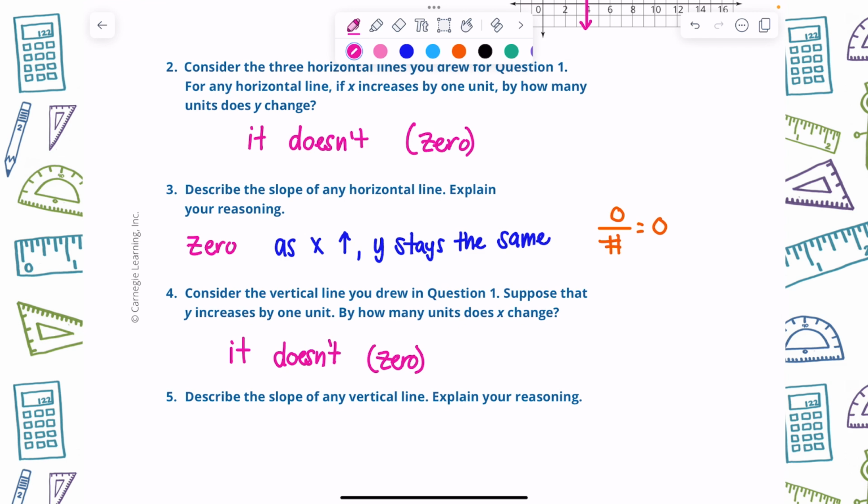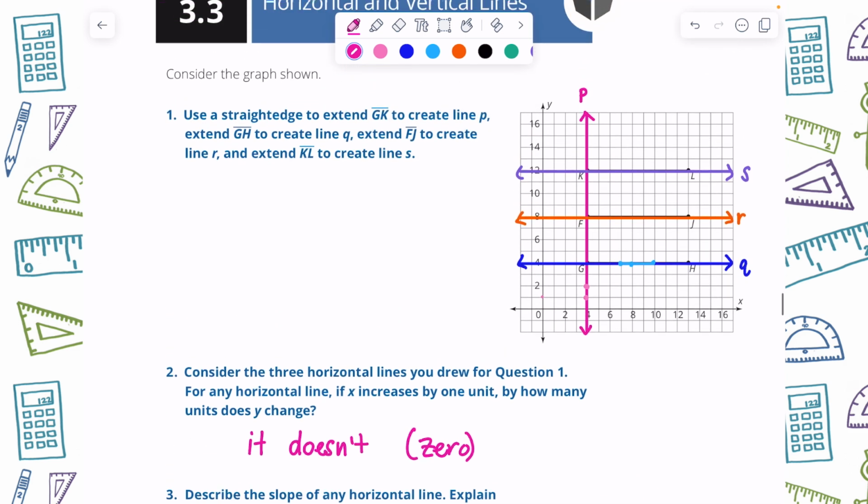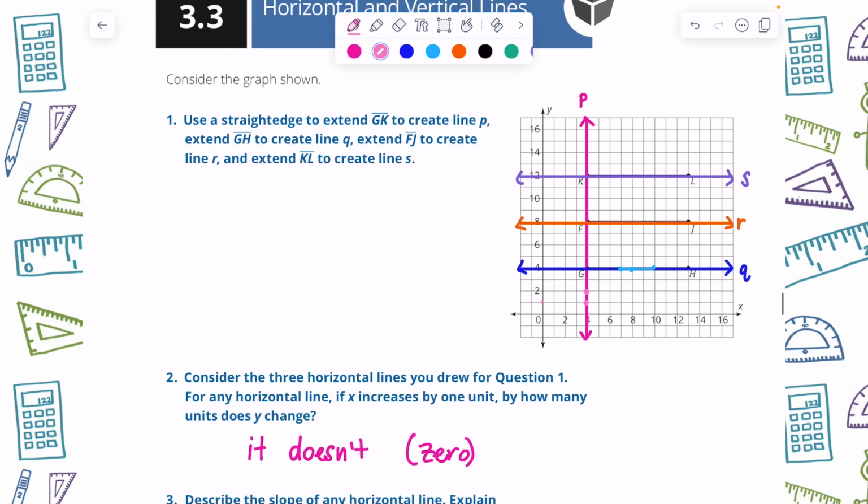All right, describe the slope of any vertical line. Explain your reasoning. So again, remember, slope we can think of as rise over run. If we just use those 2 points that we looked at, we rose 1 and we ran 0. Or if we pick a different point, like these points, we rose 2 and we ran 0. So we have a number over 0.